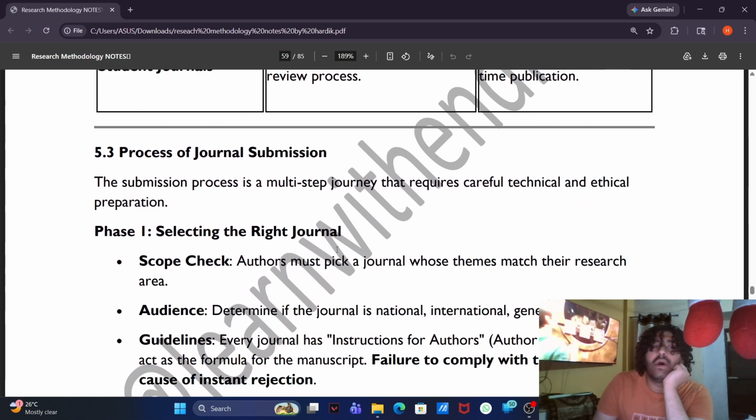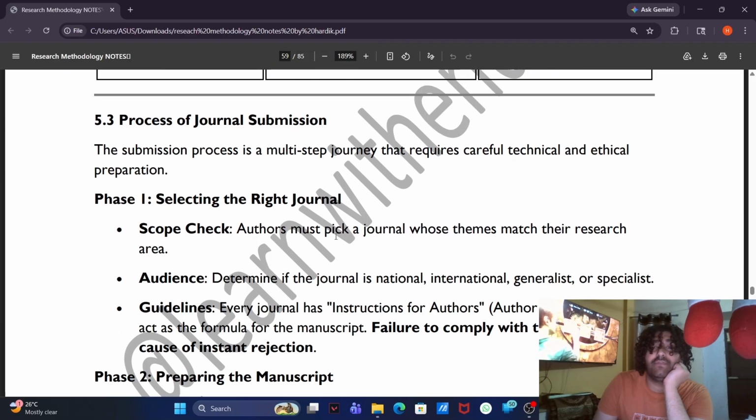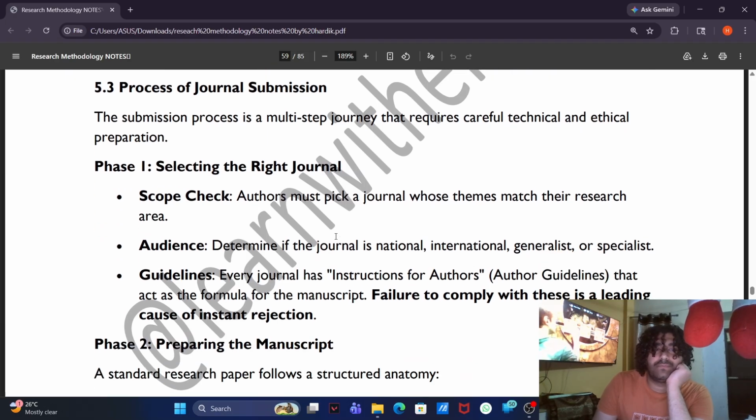Next topic, process of journal submission. The submission process is a multi-step journey that requires careful technical and ethical preparation. Phase 1, selecting the right journal. This includes scope check, audience, and guidelines.